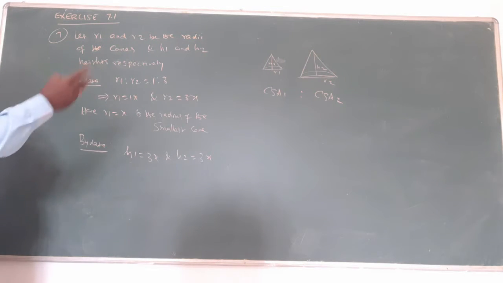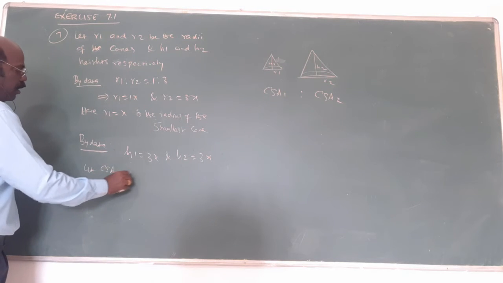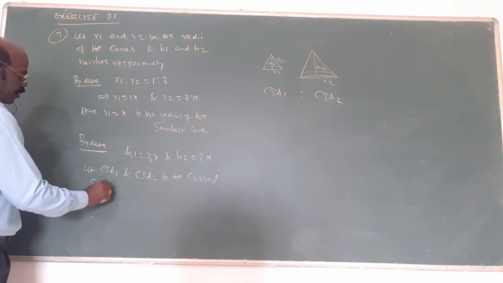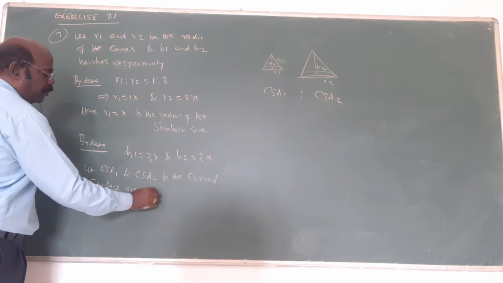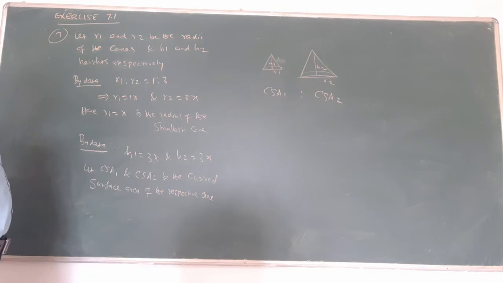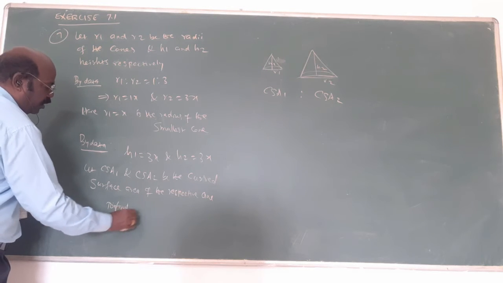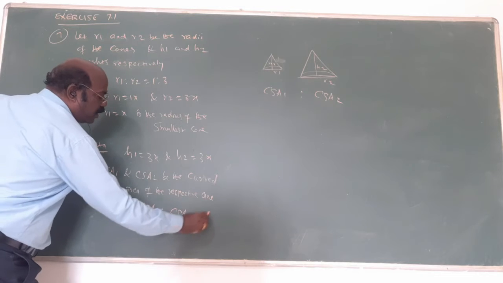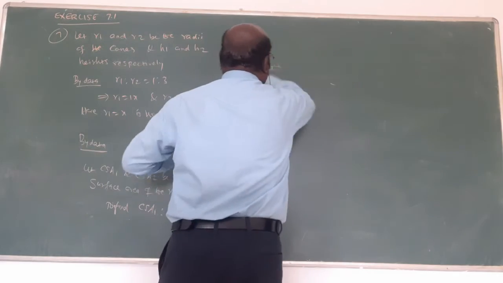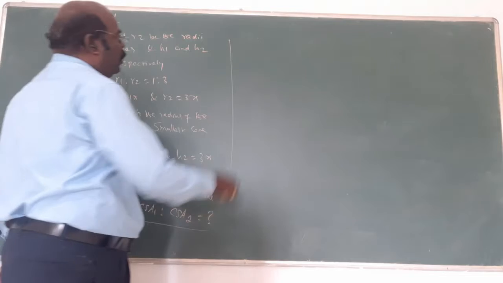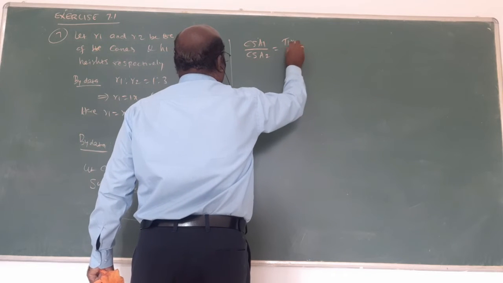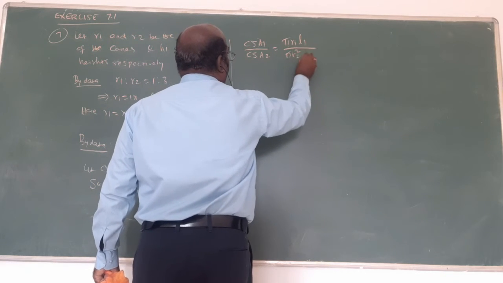Now the ratio of the CSA is asked. CSA1 and CSA2 are the curved surface areas of the respective cones. We want to find the ratio CSA1 to CSA2. CSA1 is the curved surface area of the first one, pi r1 l1, and CSA2 is pi r2 l2. Am I right?